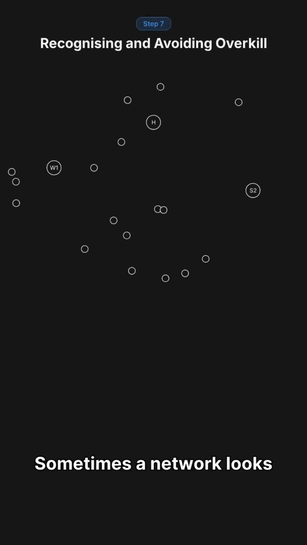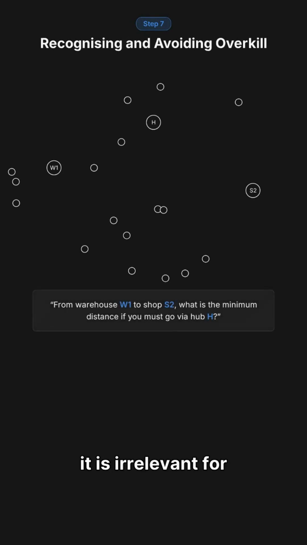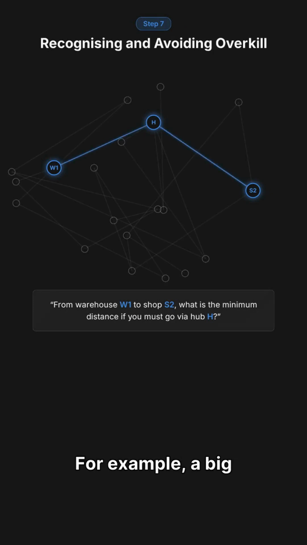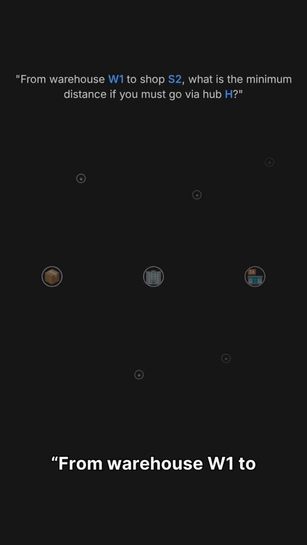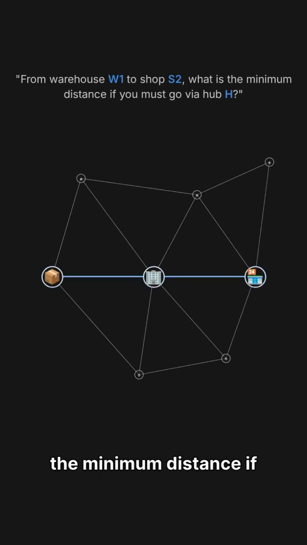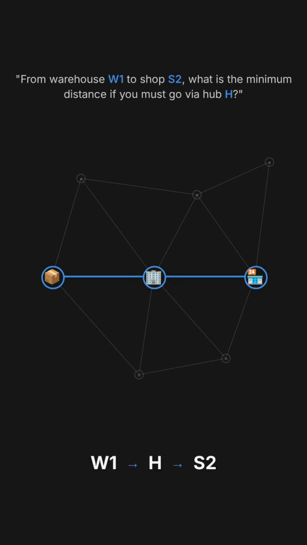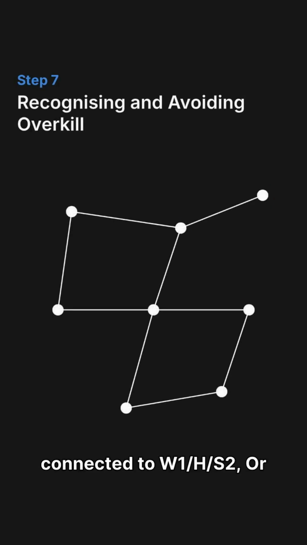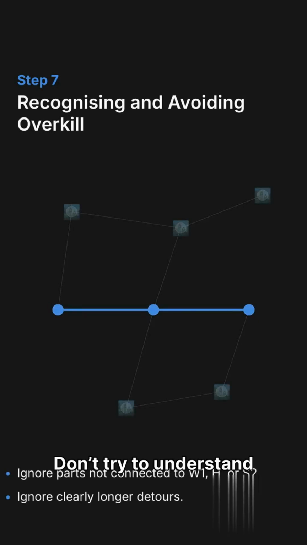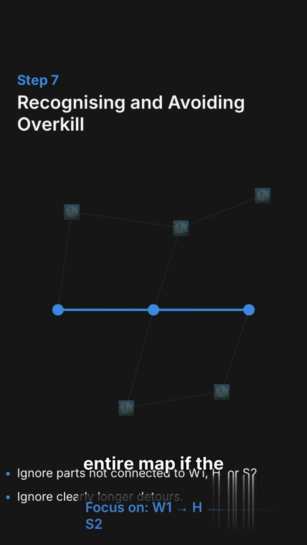Step 7. Recognizing and avoiding overkill. Sometimes a network looks big, but most of it is irrelevant for a particular question. For example, a big map, but the question says, from warehouse W1 to shop S2, what is the minimum distance if you must go via hub H? Here, you only care about W1, H, S2. Ignore parts of the graph that are not connected to W1, H, S2 or are clearly longer detours. Don't try to understand every path in the entire map if the question only uses a subgraph.